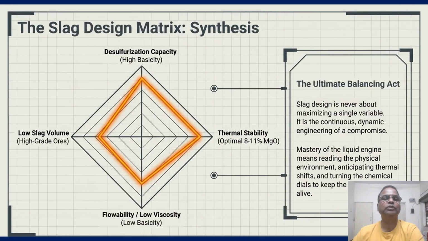So coming to our synthesis. As you know, slag design is always a compromise between sulfur removal, thermal stability, flowability and lower slag volume. So we need to keep the balance of all these four components. Good operation means balancing all four, not maximizing only one. Based on this balanced execution, our furnace stability will be higher and production will be highest.